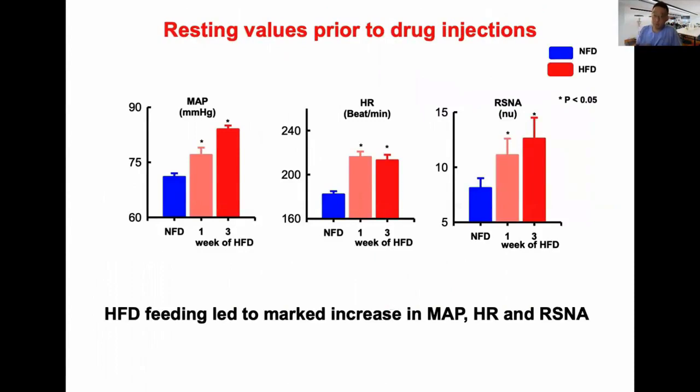Now, before any drugs were given, at the baseline, the data was consistent with our previous findings where when rabbits were fed with a high-fat diet for 1 week or 3 weeks, they showed marked increase in blood pressure, heart rate, as well as the renal sympathetic nerve activity. Now let's see what happens when these animals were receiving the leptin and insulin antagonists directly to the brain.